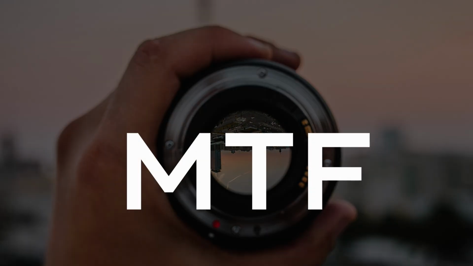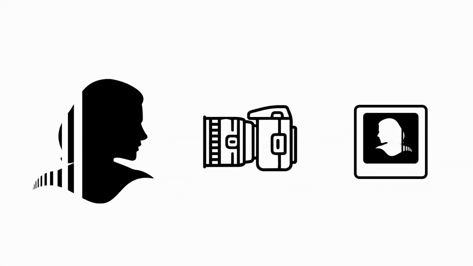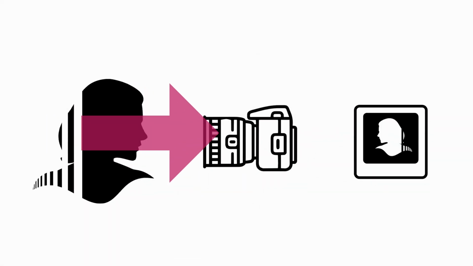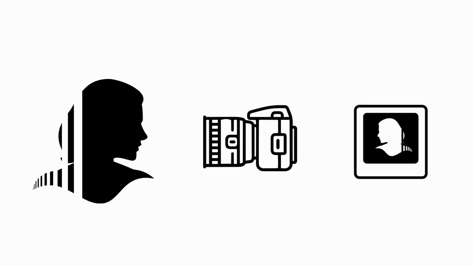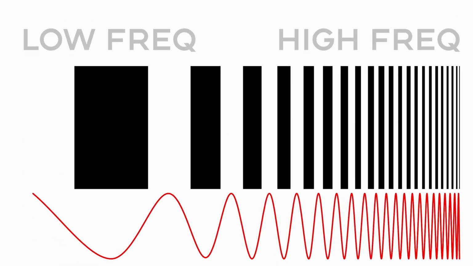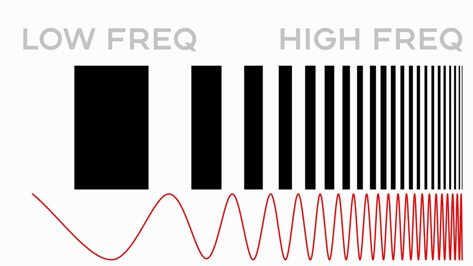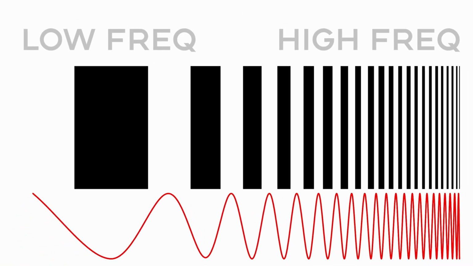The modulation transfer function quantifies how well an imaging system, such as a photographic film or a lens, can reproduce, or in other words, transfer, detail from the object to the image. It measures the contrast at various spatial frequencies. Spatial frequency refers to the level of detail in an image measured in cycles per millimeter. High spatial frequencies correspond to fine details, while low spatial frequencies correspond to larger, coarser structures.